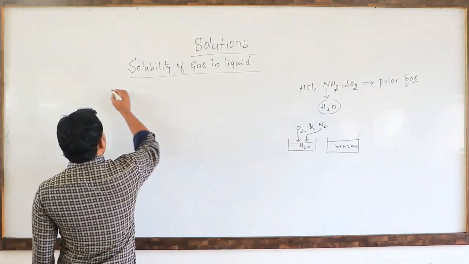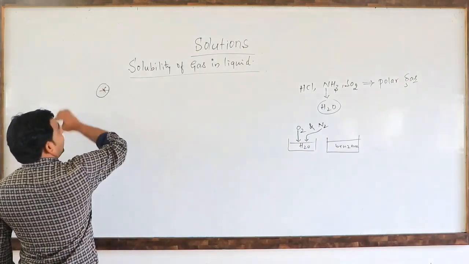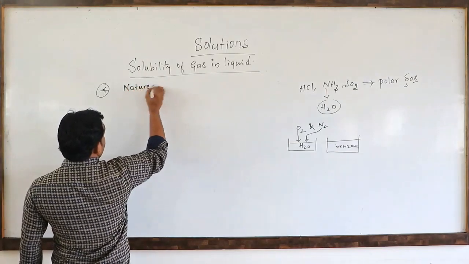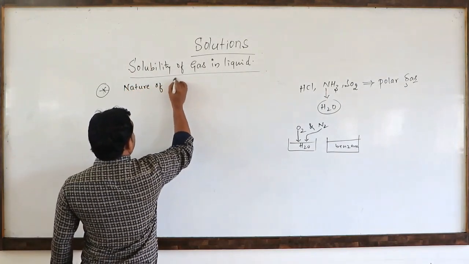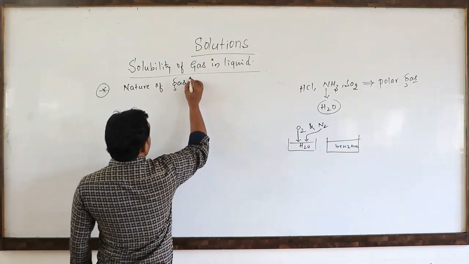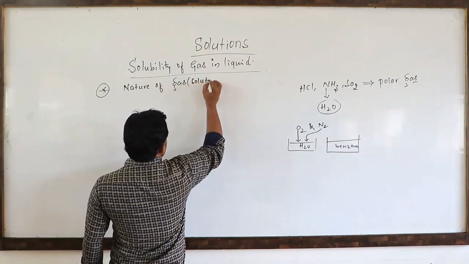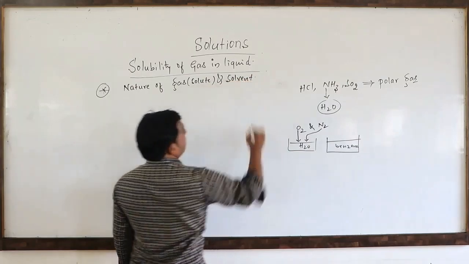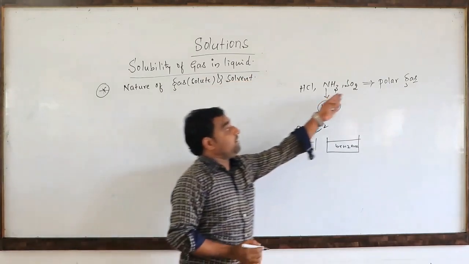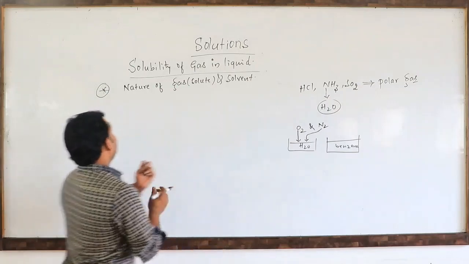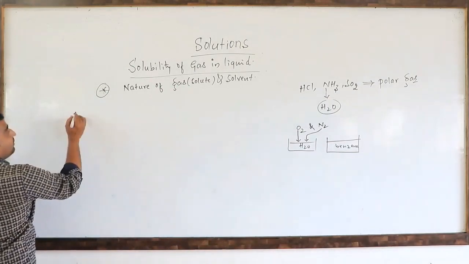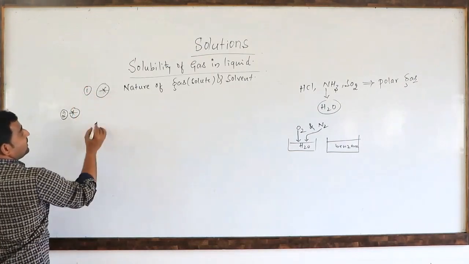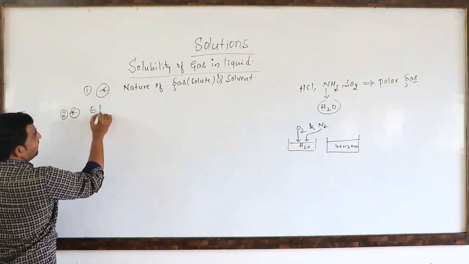So which factor affects the solubility of a gas in a liquid? That is the nature of the gas, that is the solute, and the solvent also. HCl and NH3 are more soluble in H2O. And the next factor which affects the solubility of a gas in a liquid is the effect of temperature.